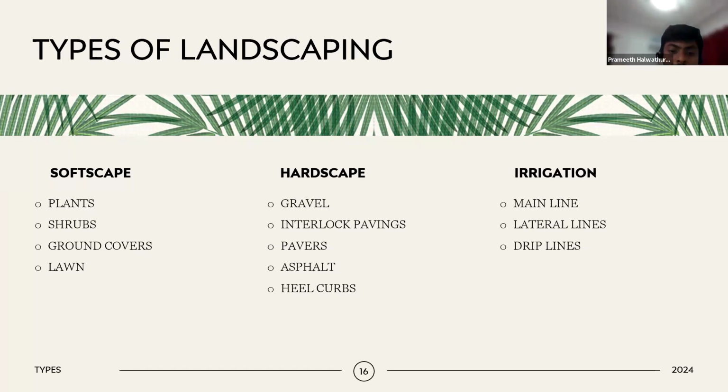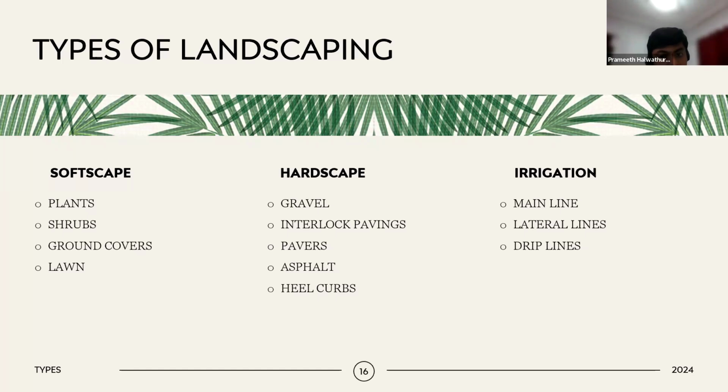Some pavers we are using in that area, road, asphalt, concrete. All of that is included in the hardscape. We can say they are hard items. In the parking area, we can use some heel curbstones. We are using asphalt roads, concrete roads, everything. It's under hardscape. Mainly, we have two types of landscaping: softscape and hardscape.